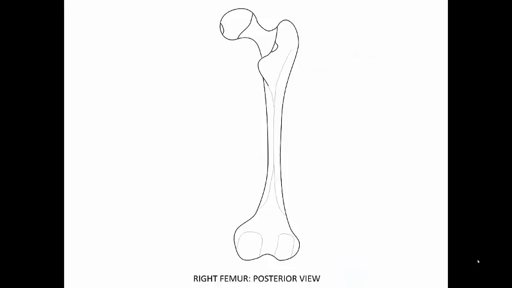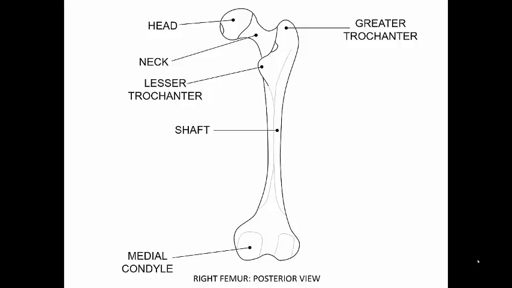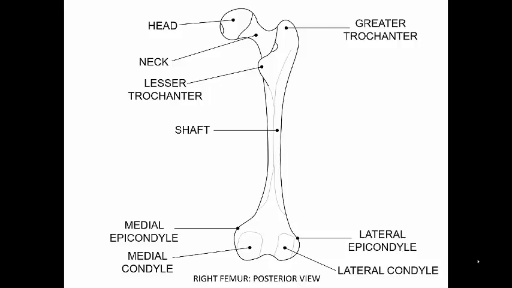When we move to the posterior view of the right femur, we can still see the head of the femur supported by the neck, as well as the laterally located greater trochanter and the medially located lesser trochanter. The shaft can also be visualized, but as we get to the distal end, we see two new landmarks, the medial and lateral condyles, which are for the femur to articulate with the tibia to form the knee joint. Above each condyle is a small projection of bone known as the medial and lateral epicondyles, and these are present for muscle and ligament attachment.